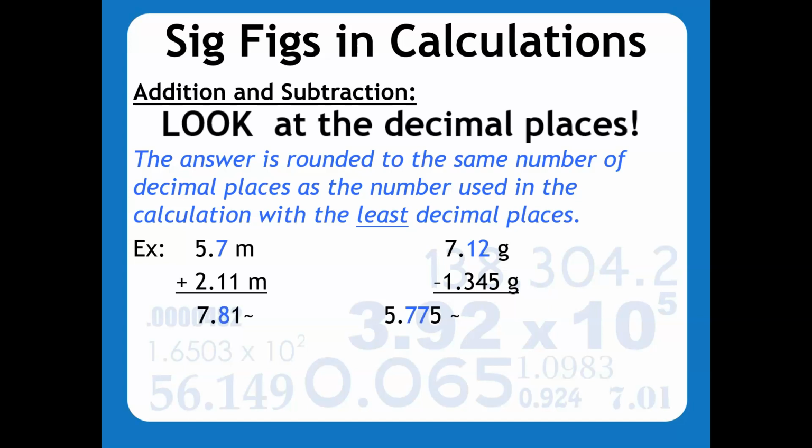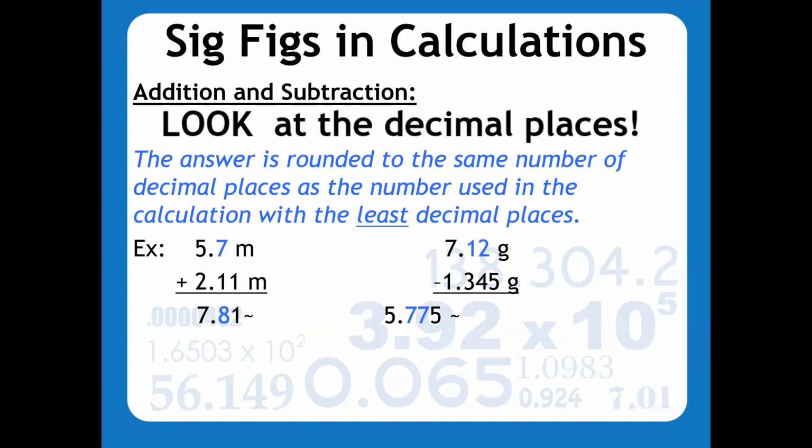When you look at these numbers, notice that in the first answer you get 7.81, and based off of the 5.7, you should have one decimal place to the right. In the second answer, you get 5.775, but again, based on the 7.12, your answer only needs to have two decimal places to the right.